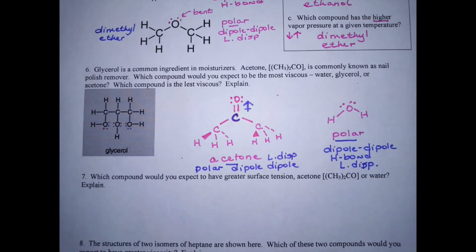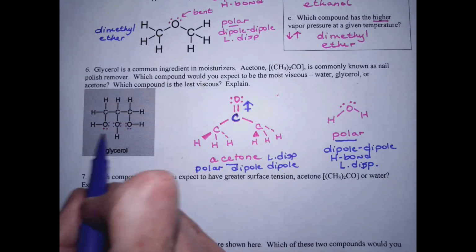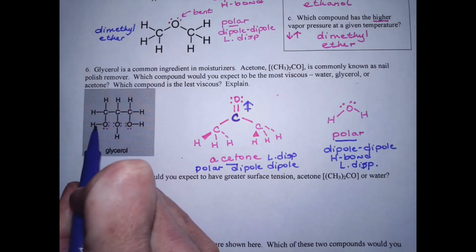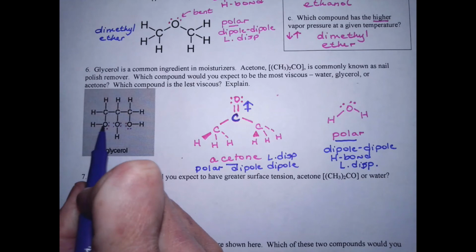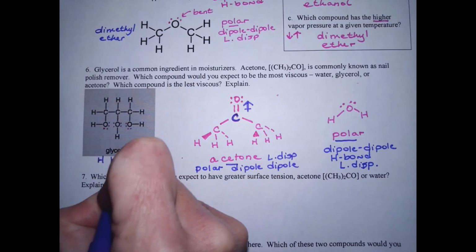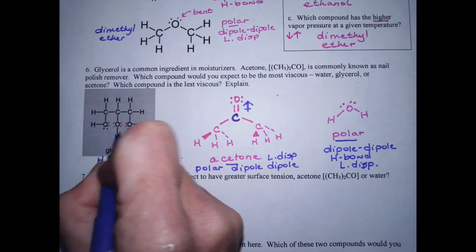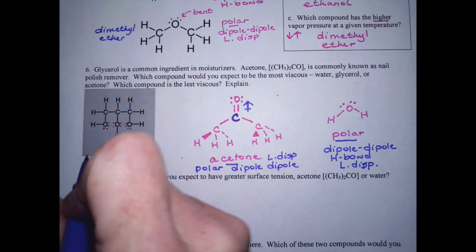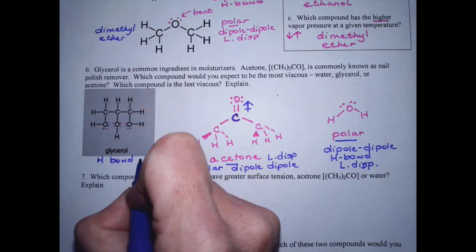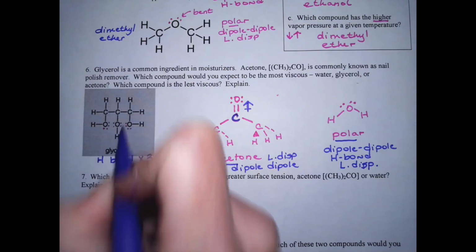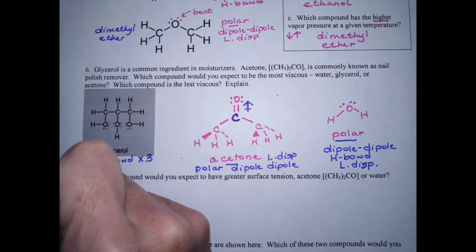Glycerol, working backwards for some reason. Glycerol is interesting. So we have an oxygen with a hydrogen here, and then we have another oxygen with a hydrogen and another oxygen with a hydrogen. So in glycerol, I have hydrogen bonding in 3 different locations. All of these oxygens are definitely going to make glycerol polar.